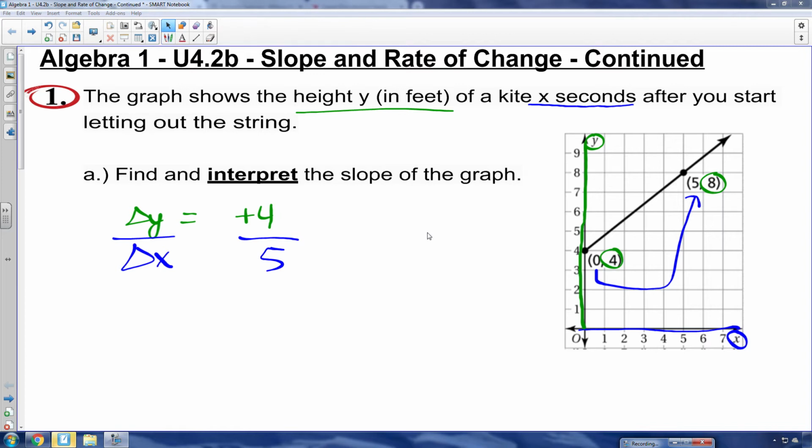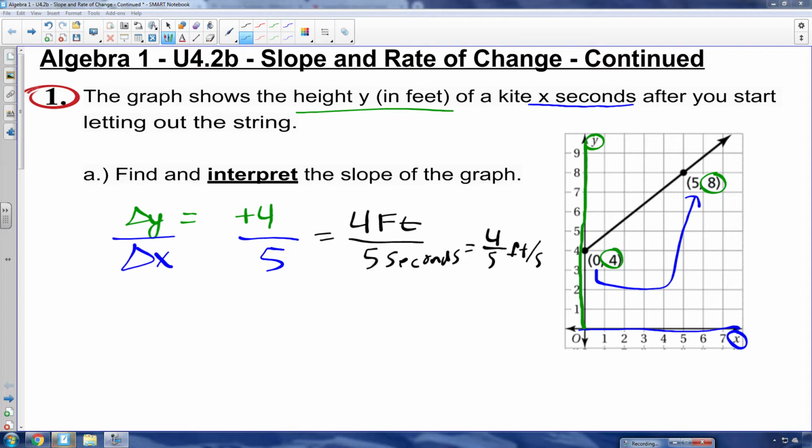So what does this mean? Well, it means that it went 4 feet in 5 seconds, right? So it's 4 over 5 feet per second. That's the unit rate. If you just take this as the rate, 4 divided by 5. So about a foot every second, the string is being let out.